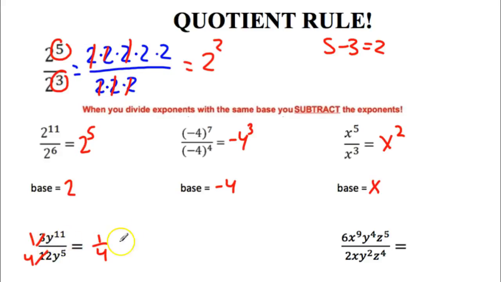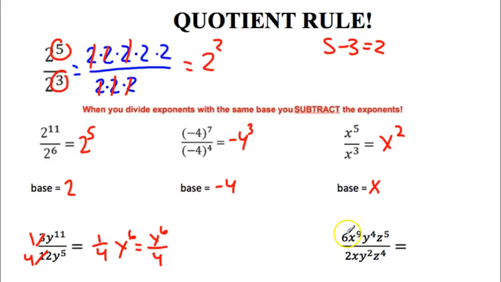And then I do the y's, right? They have the same base. 11 minus 5 is 6. So that's 1/4 y to the 6th power. Or, if you want to get fancy, you can say y to the 6th divided by 4.